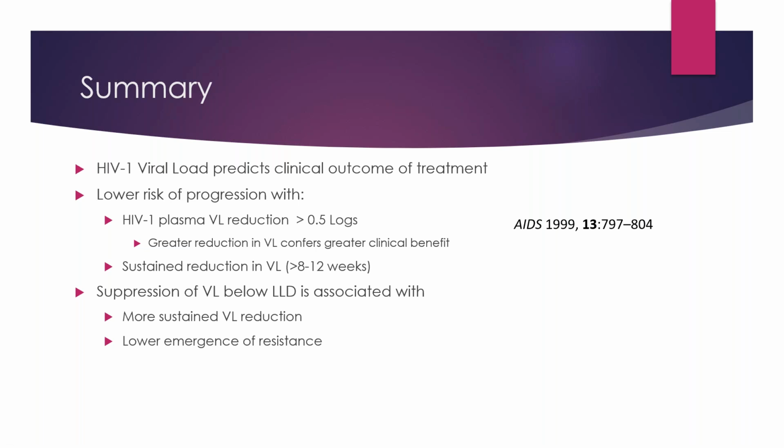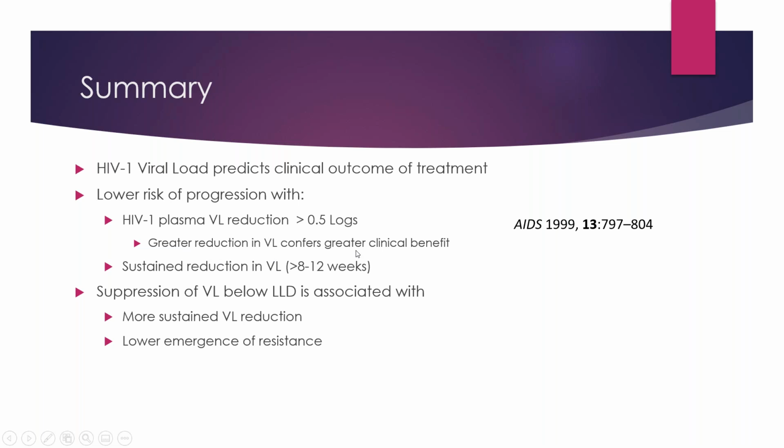It required a huge collaboration across industry and academia, and it successfully demonstrated that HIV-1 plasma RNA PCR as a measure of viral load predicted the clinical outcome of treatment, and that there was a lower risk of progression with HIV plasma reductions of more than 0.5 logs from the time of starting treatment.